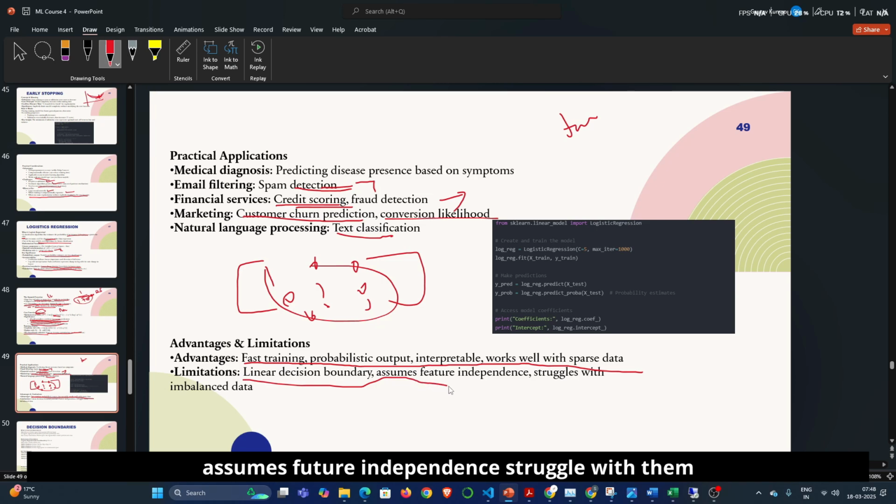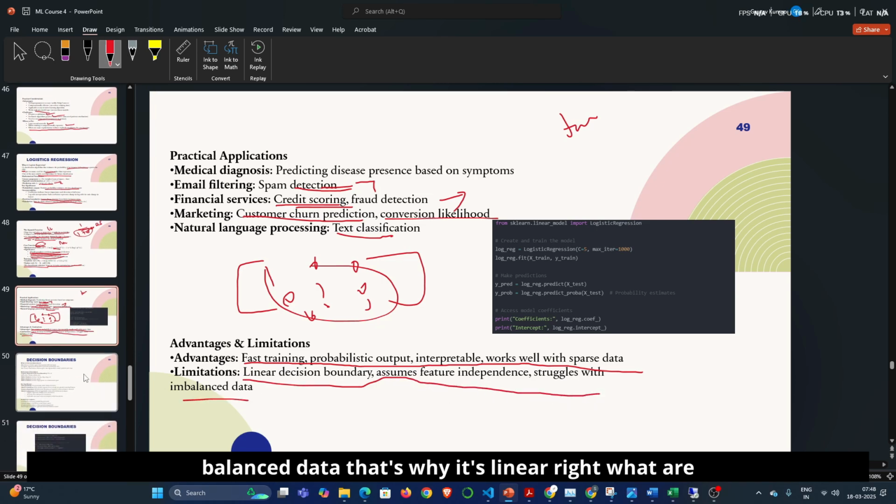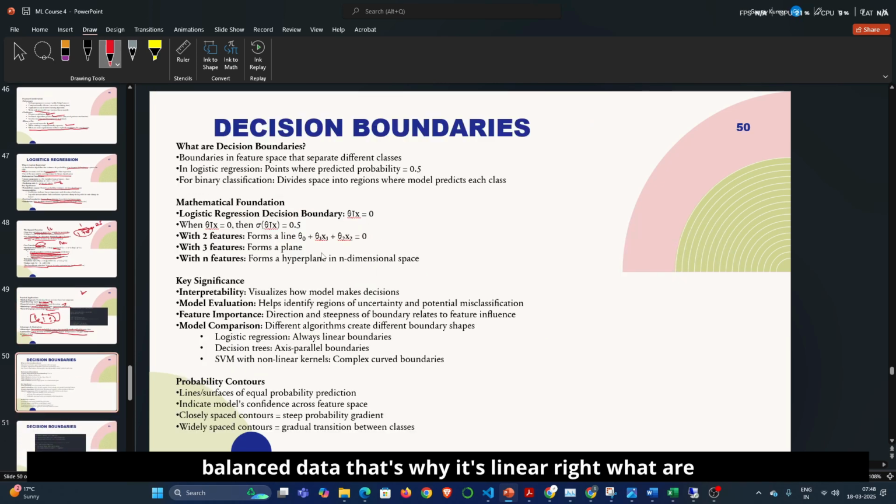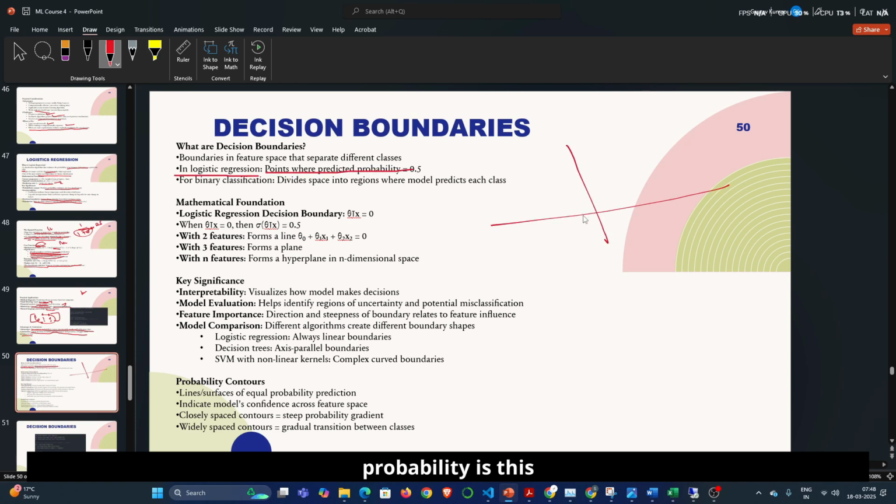The linear decision boundary assumes features are independent, and it struggles with imbalanced data. That's why it's linear, right? What are decision boundaries? Boundaries in feature space that separate different classes. In logistic regression, they are the points where the predicted probability is 0.5.